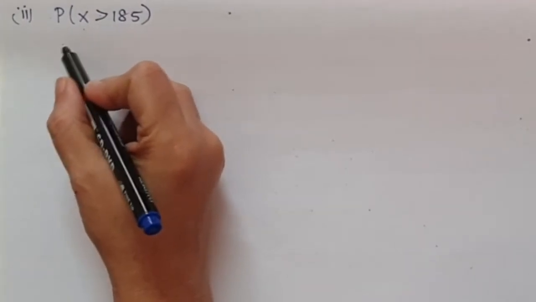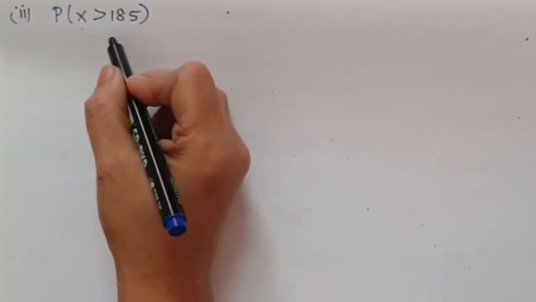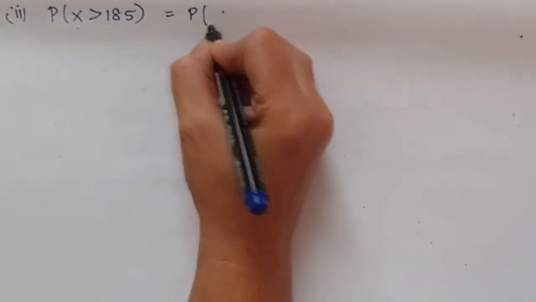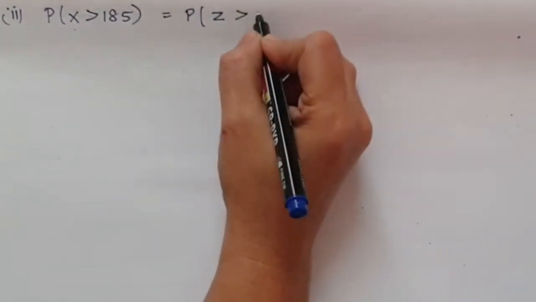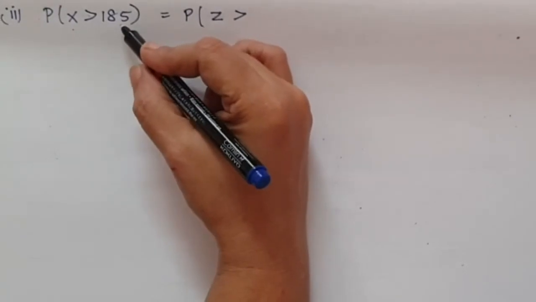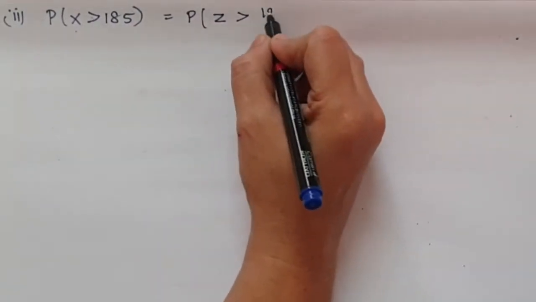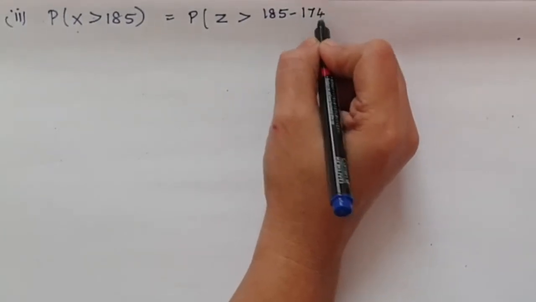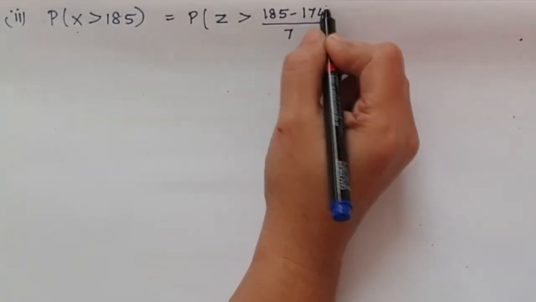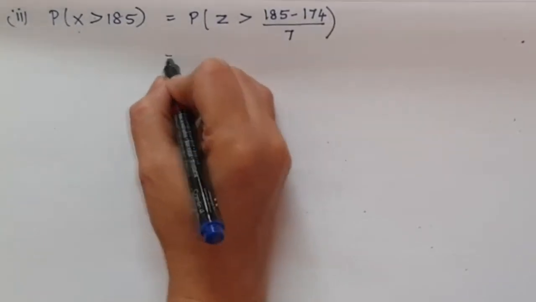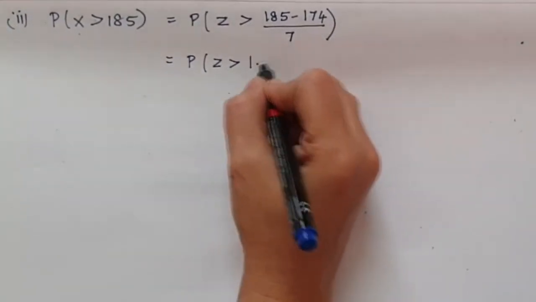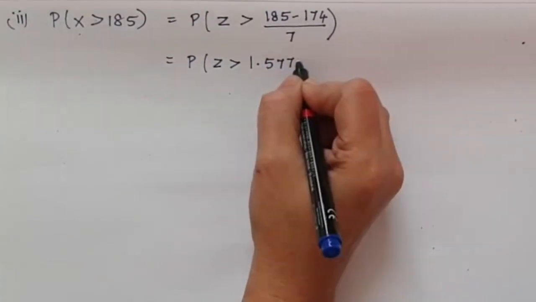Now our second question, probability of x greater than 185. In order to do this, this is the probability of z greater than, now we are standardizing it. So 185 minus the value for mu, which is 174, over the value for sigma, which is 7. So when we do it, it comes as the probability of z greater than 1.571.